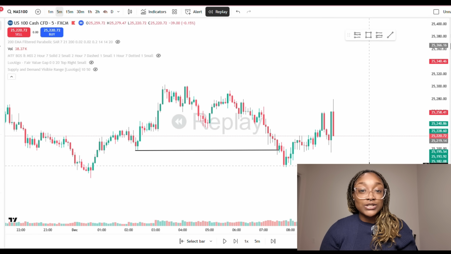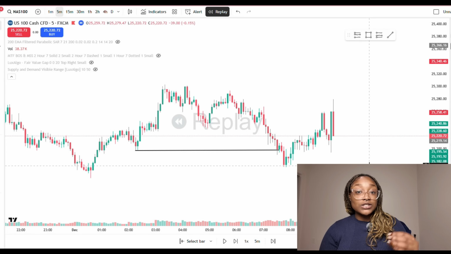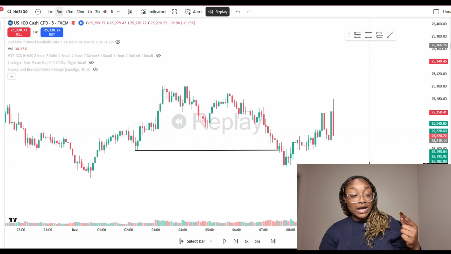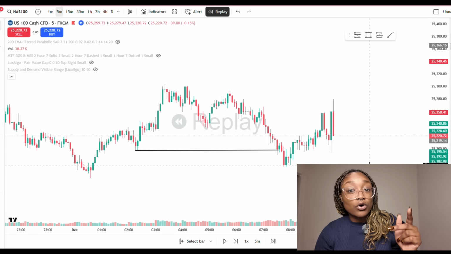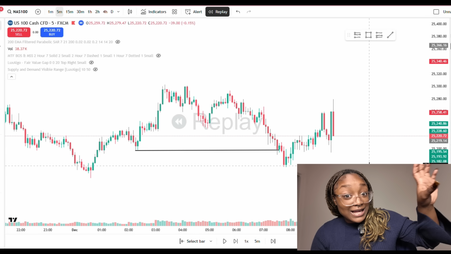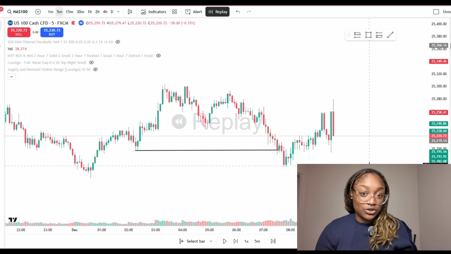How I pick which zone is the strongest, it's just based off if it's most recent or not. If there's a zone and it's either been tapped a bunch of times or the market has created more zones after that zone was made, it's no longer the strongest zone.